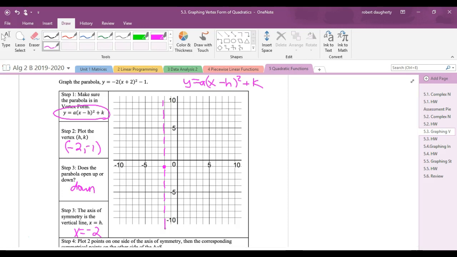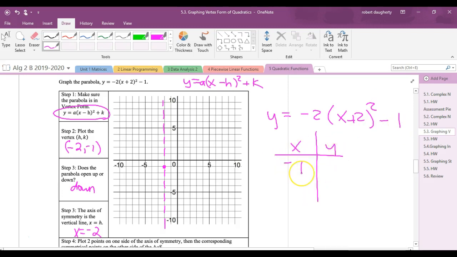I'm going to pick a couple of points on either side of the parabola, staying close to the vertex. Let's pick negative 1. If I've got y equals negative 2 times (x plus 2) squared minus 1 and I put in negative 1, what's negative 1 plus 2? 1. 1 squared is 1. What's 1 times negative 2? Negative 2. What's negative 2 minus 1? Negative 3.